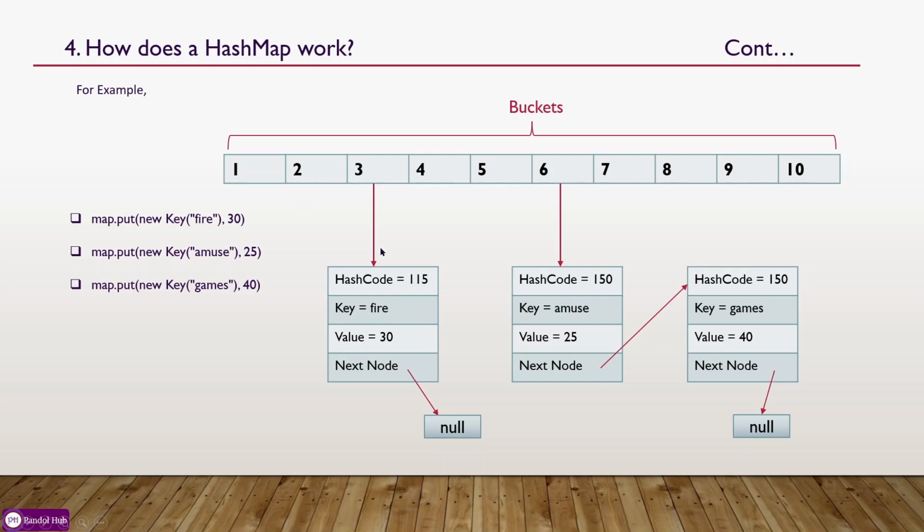Let's assume that the hash code is 115 and the bucket it identified is 3. So here the hash code is 115 and the bucket is 3, the key is fire and the value is 30. The next node, for now, is null.